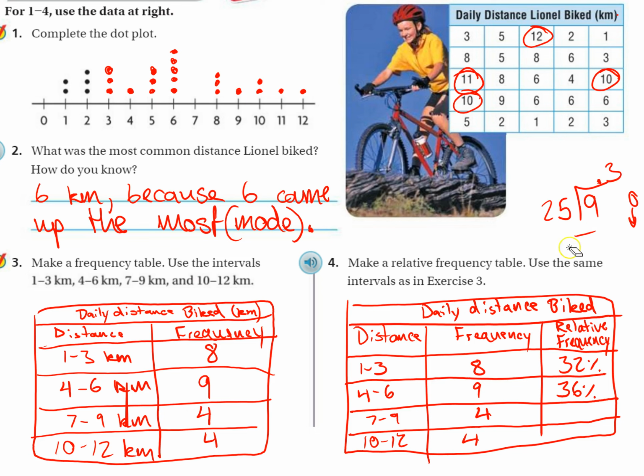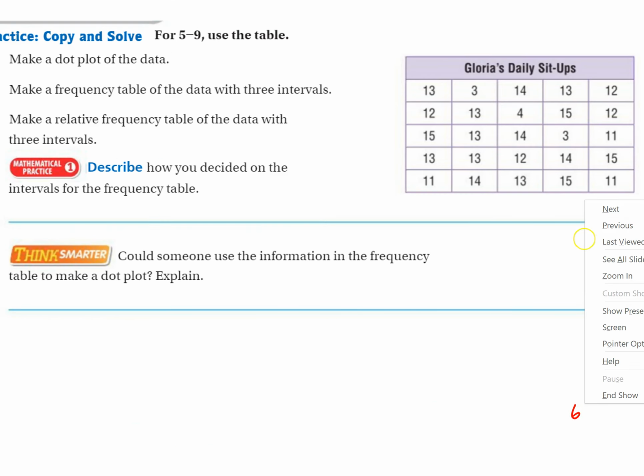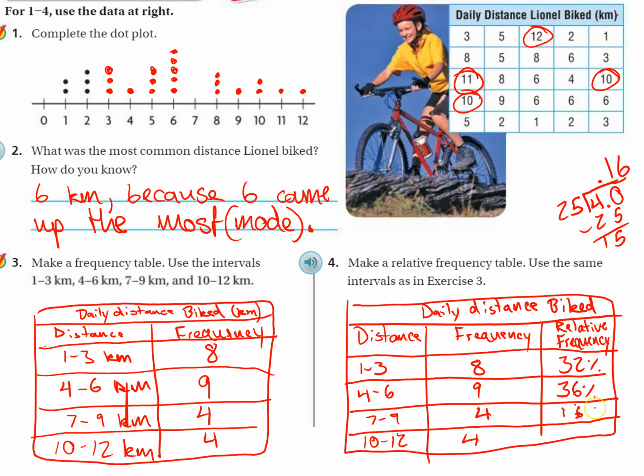And then the second to last one happened 4 times, there's 25 total, so we add a decimal, add a 0, 1, 25, subtract, gives us 15, so 6. And then that's going to be 16%. And since this is also 4, it will also be 16%. So this shows our relative frequency.